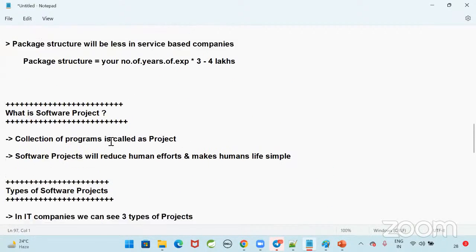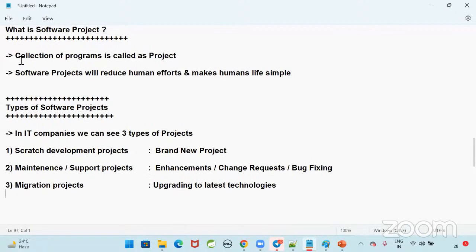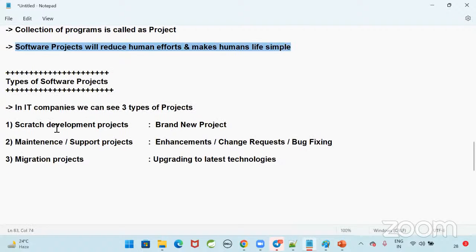So what is a software project? A collection of programs is called one project. Software projects reduce human effort and make a human's life simple. How many types of projects can we see in software? Scratch development projects, maintenance or support projects, and migration projects.